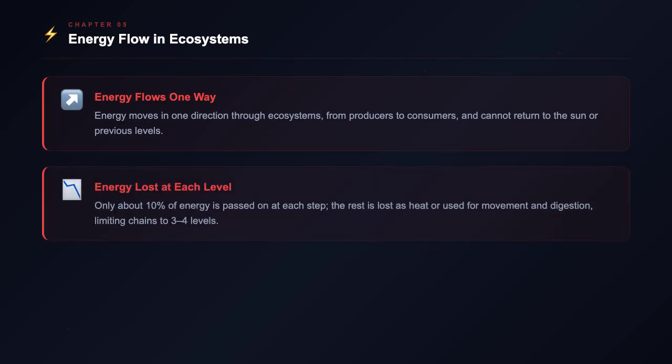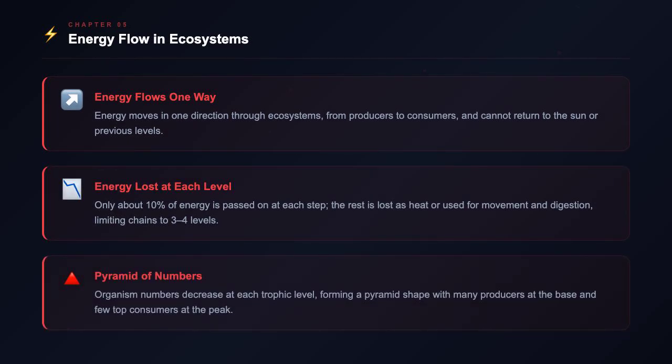Energy moves through ecosystems in one direction, from producers to consumers. It cannot go back to the sun or to previous levels. Plants capture only about 1% of sunlight for photosynthesis. As energy moves up the food chain, it decreases. Consumers convert only about 10% of their food into body mass. The rest is lost as heat, used for digestion, or spent on movement.